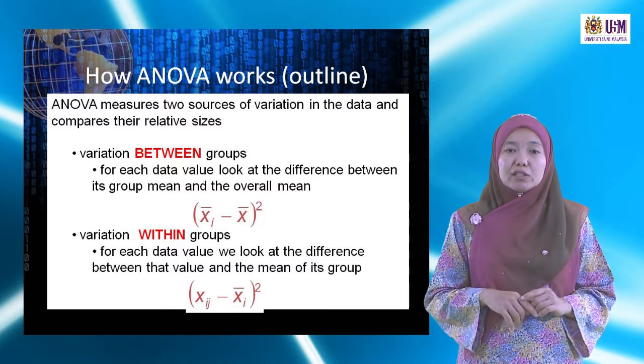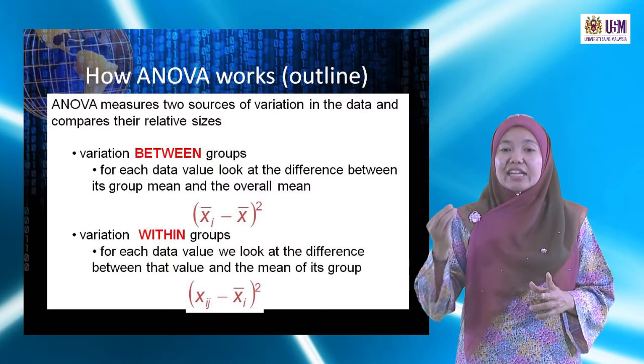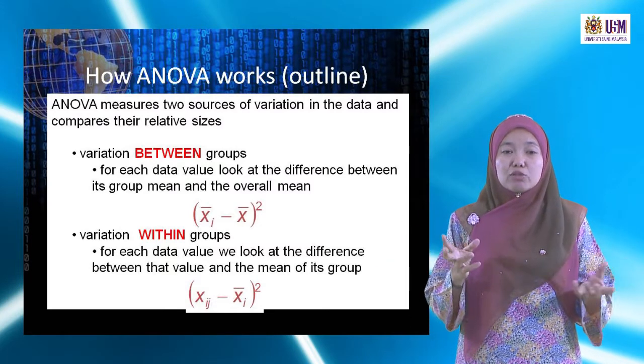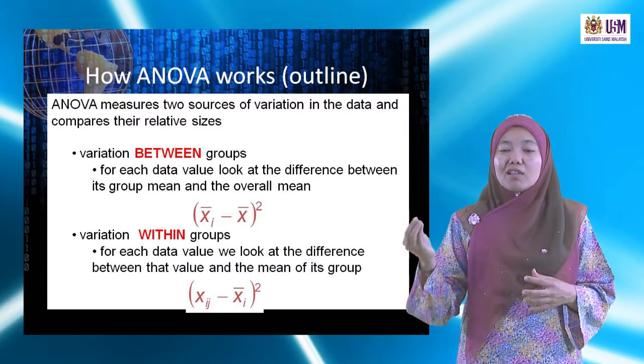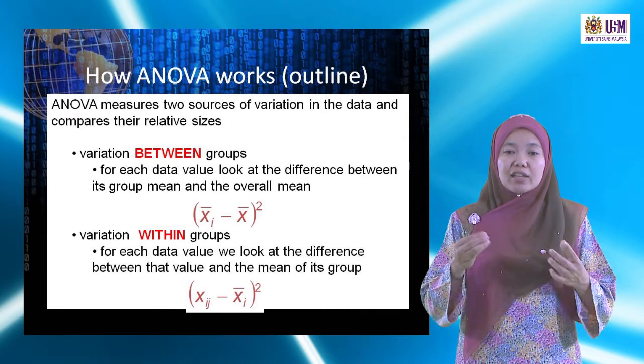Let's look at the first one, variation between groups. For each data value, we look at the difference between its group mean and the overall mean. So you have (X bar i minus X double bar) squared.